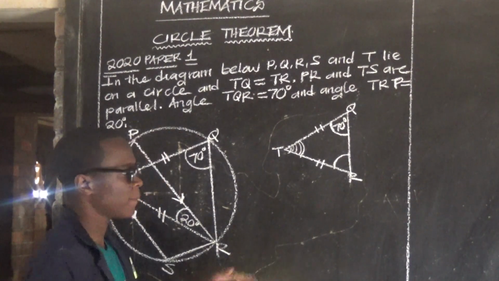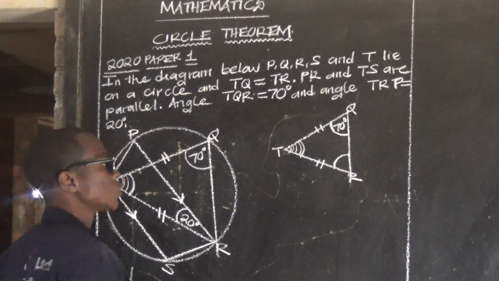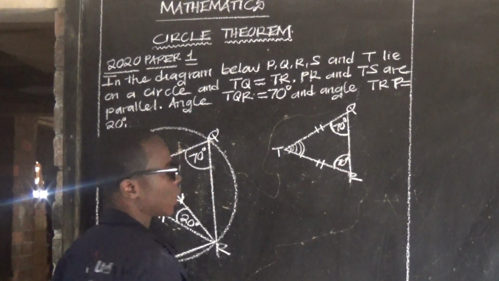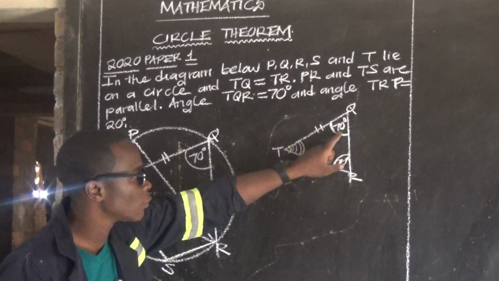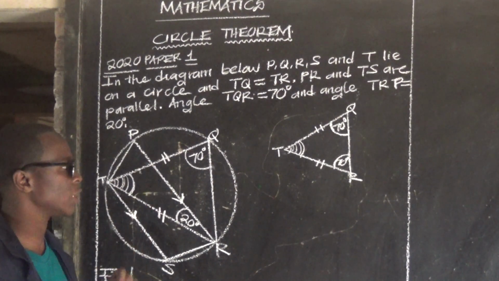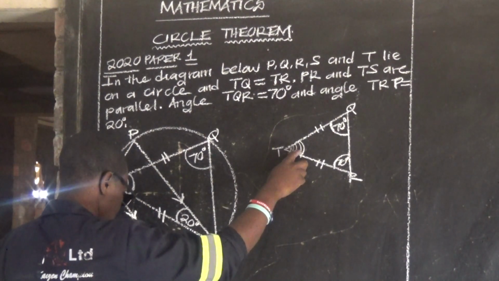And we know the base angles of an isosceles triangle are equal. So if this is 70 degrees, this is also 70 degrees. Are we together? So if this is 70, this one is also 70. Which property? Base angles of an isosceles triangle are equal.